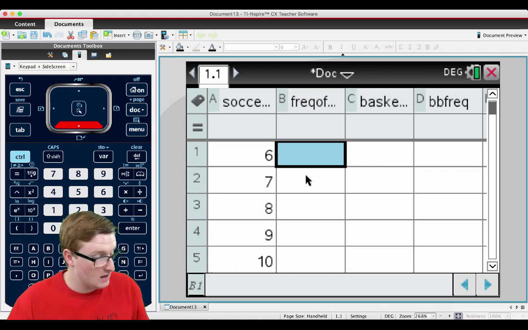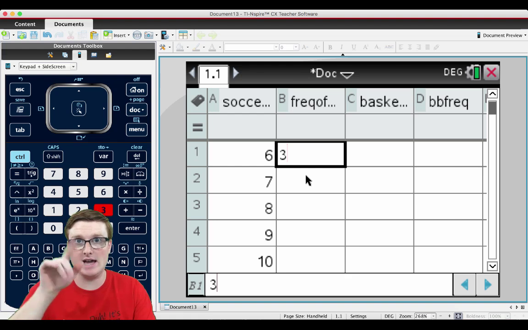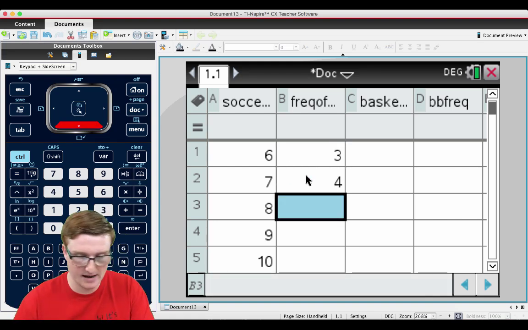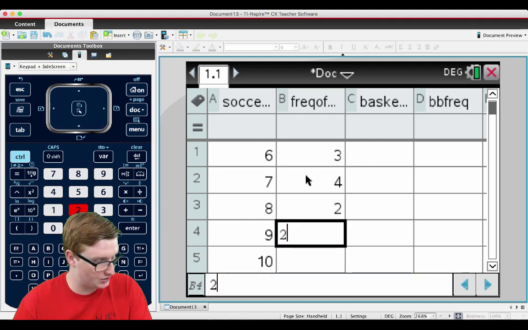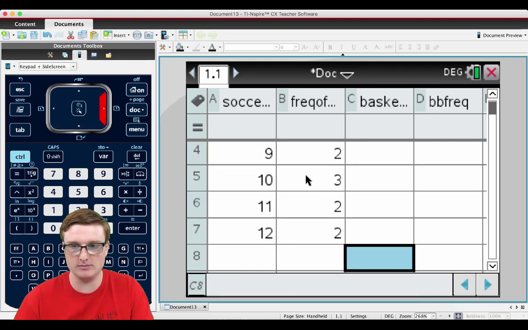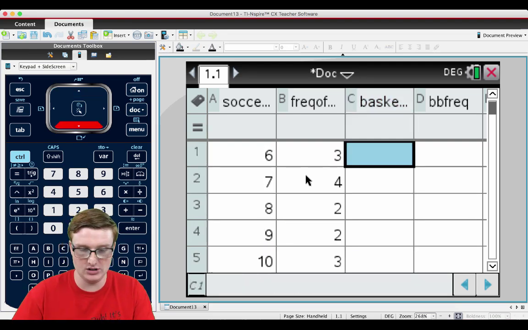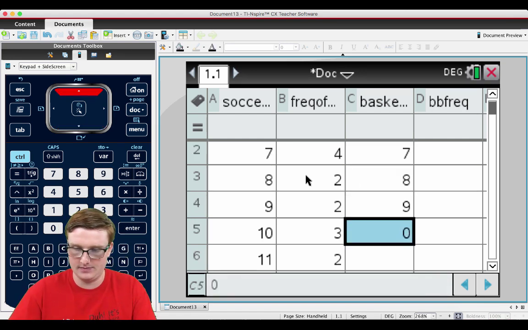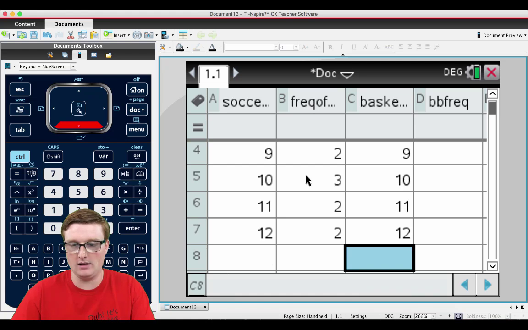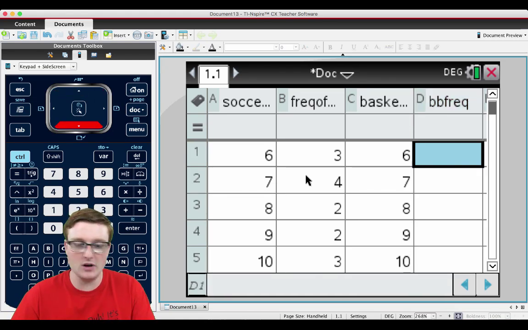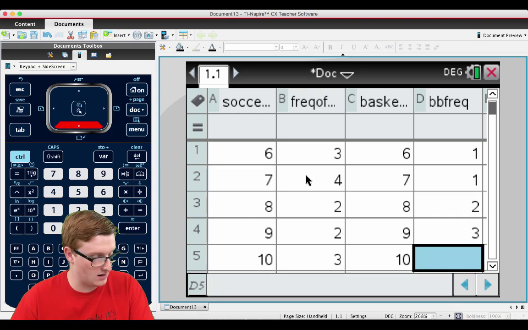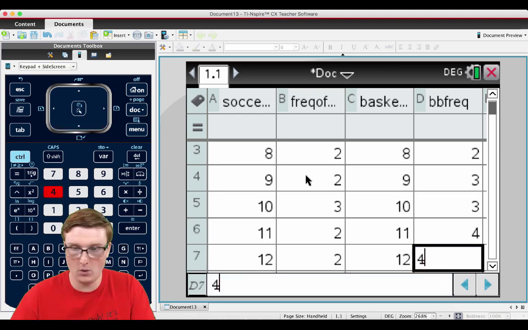All right, so for soccer players, there are 3 people who are age 6, and you could count those dots. So there are 3 people who are age 6, 4 people who are age 7, 2 people who are age 8, 2, 3, 2, 2. Now the basketball ages. So it goes 6, 7, 8, 9, 10, 11, 12. And for the basketball frequency, that is going to be 1, 1, 2, 3, 3, 4, 4.